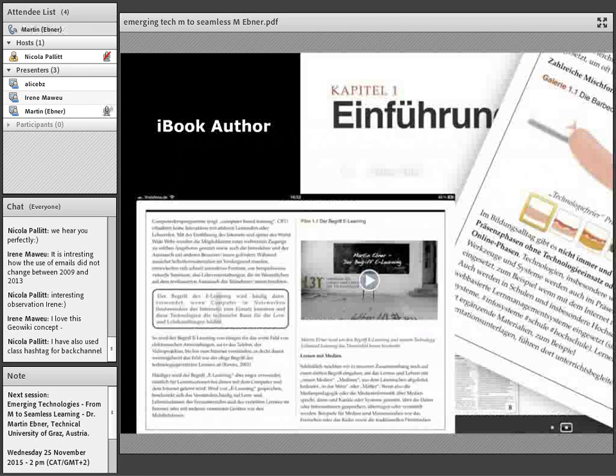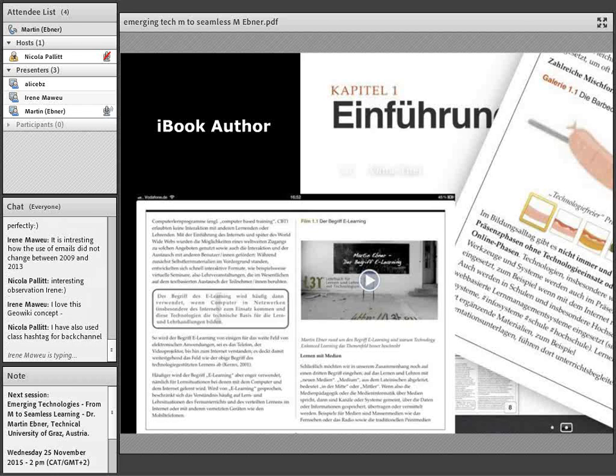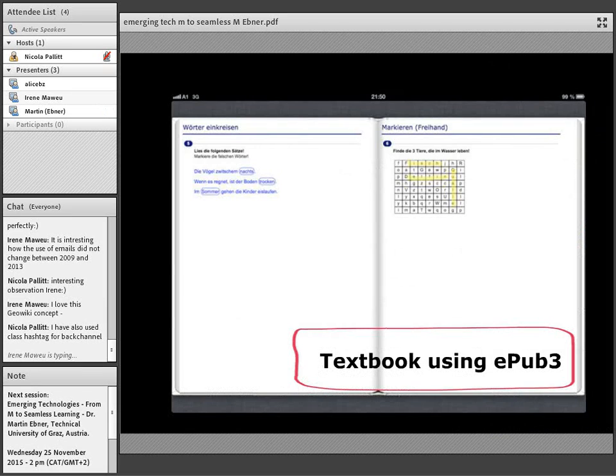Yeah, we're also using iBook Author just for testing. There is a big disadvantage that just iOS users or Apple users can use this kind of tool, but it would be very easy to make things with iBook Author, and that was just one of the first test runs with iBook Author.